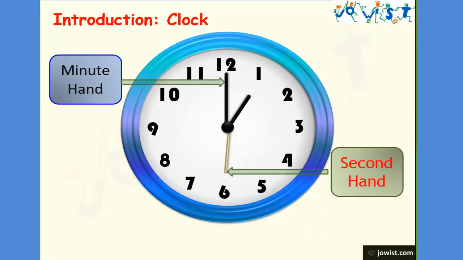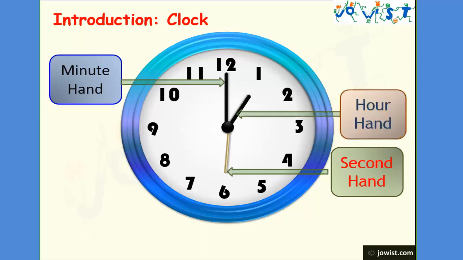The thick long hand tells the minute. It is called minute hand. The thick short hand tells the hour. It is called hour hand. There are 60 minutes in 1 hour. There are 24 hours in a day. A day is from midnight to midnight.